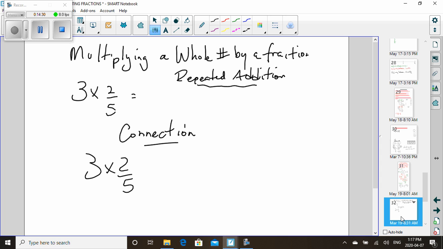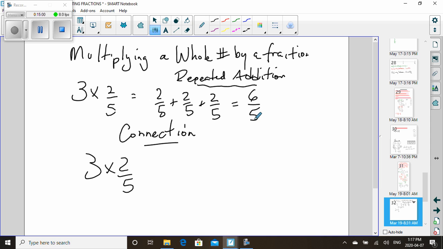Multiplying whole numbers by a fraction. Okay, I want you to think about repeated addition, and then we're going to make a connection here because it's really not hard. 3 whole groups of 2/5, for instance. 3 times 2/5 means 2/5 plus 2/5 plus 2/5. There's 3 of them. They all have common denominators. So when we think about multiplication as repeated addition, we can just add 6/5.